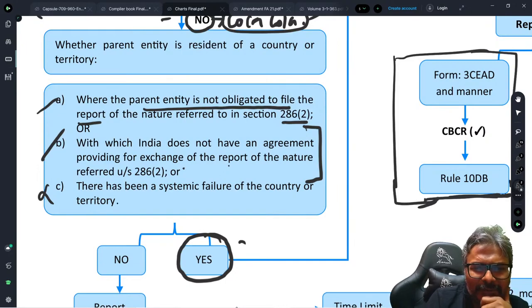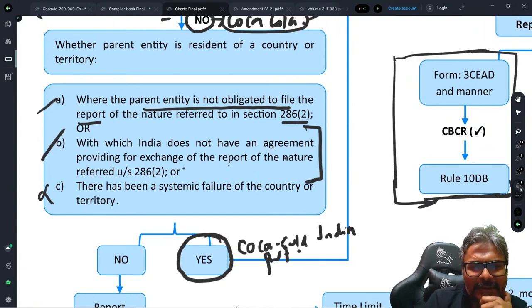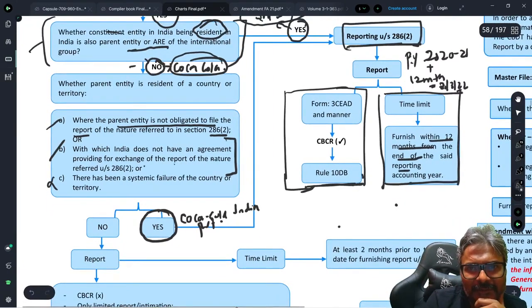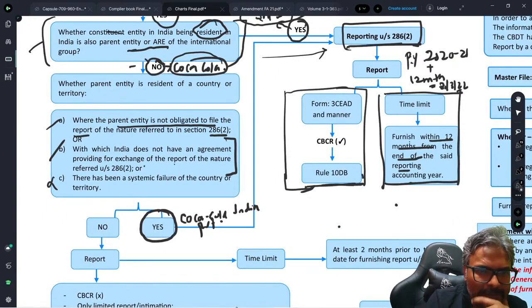So, if any one default occurs, then Coca-Cola India Private Limited, will they be required then to file the CBCR? Will they be required to file the CBCR? And the answer is yes. See the arrow, it is going here. And the answer is yes.